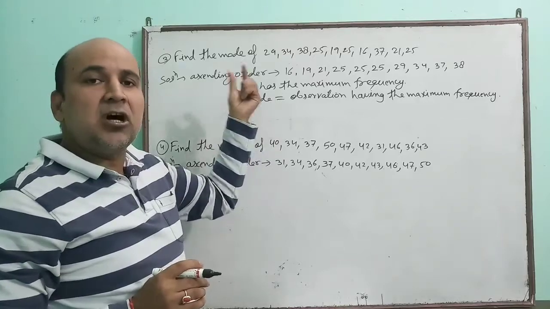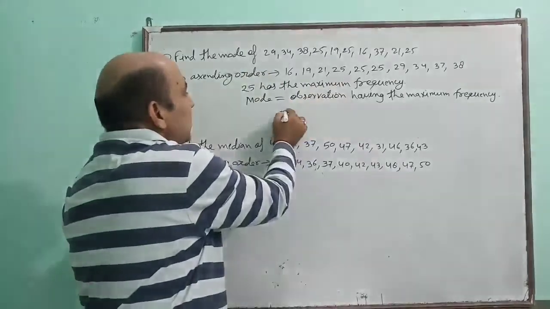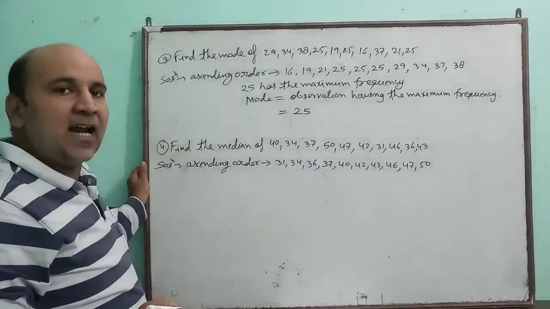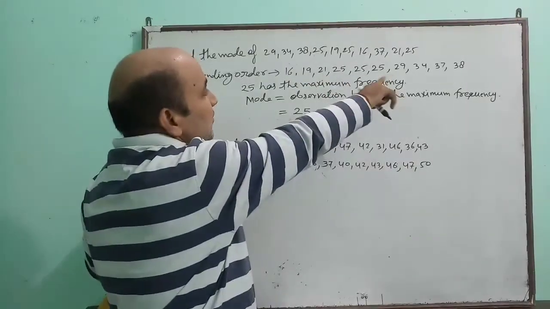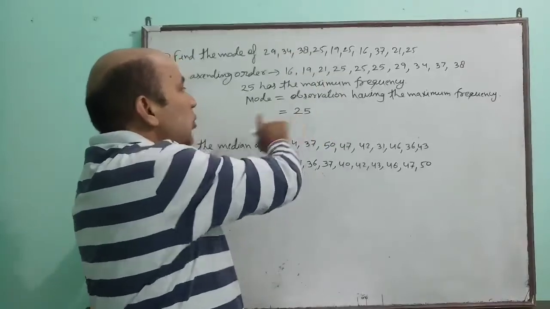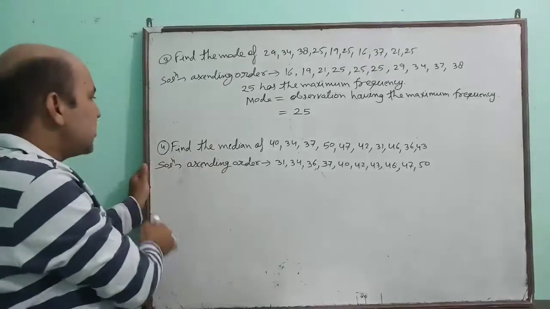Mode means the observation which is coming the maximum times. So in this question, 25 is coming the maximum times. How many times? 3 times. In this question, other numbers are coming only 1 time, but 25 is 3 times, so the mode will be 25. Okay? Now see this question.